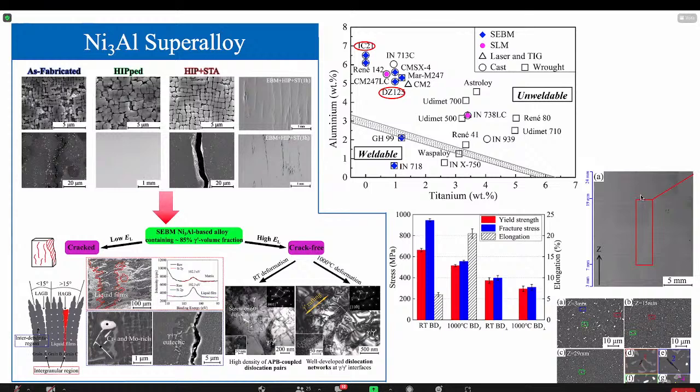After we get these high gamma prime nickel-based superalloys with the crack-free microstructures, we tested along the build and also perpendicular to the build of these materials at both room temperature and high temperature, up to 1000 degrees C. So they give me good mechanical properties when compared with the cast version.